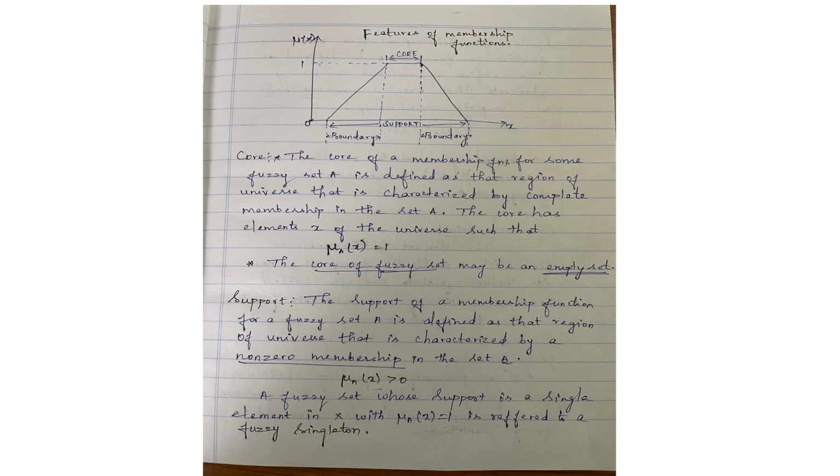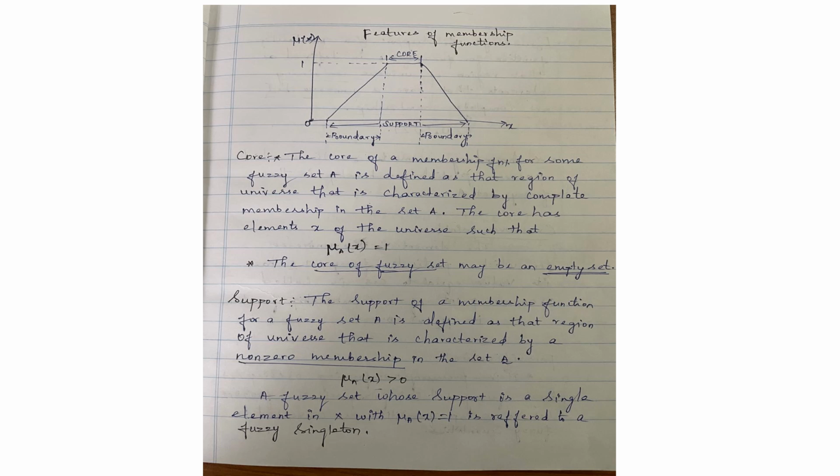Now finally we are going to see the features of membership function. In this diagram you can see three important things: the core, support and boundary. These are the three important features of a membership function. The membership function value is between 0 and 1, that we have already seen. Core, support and boundary. Now let's see each individually.